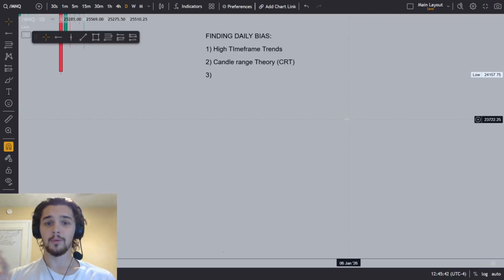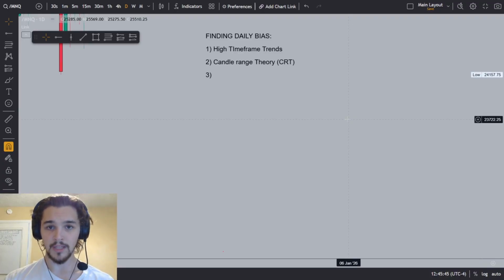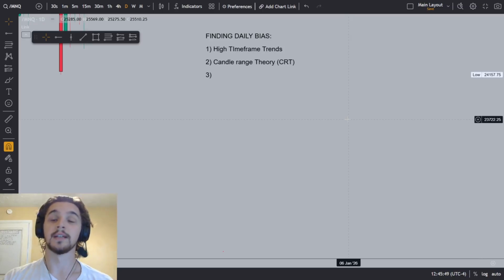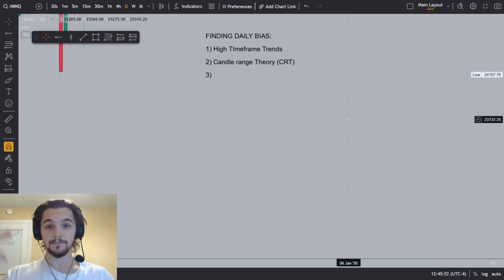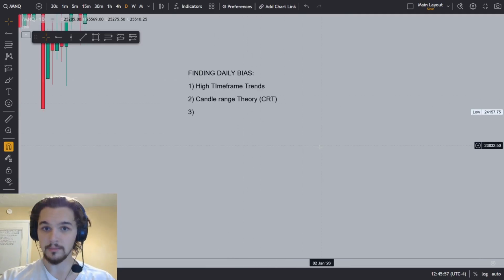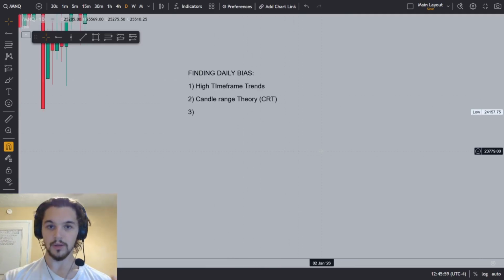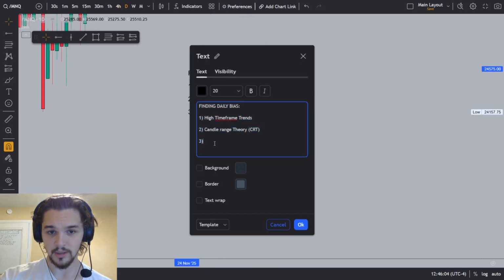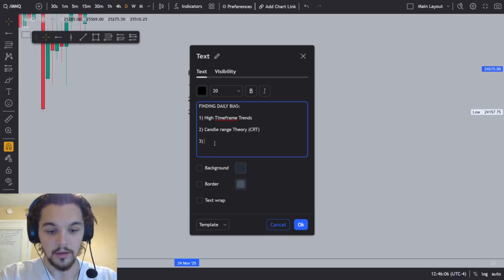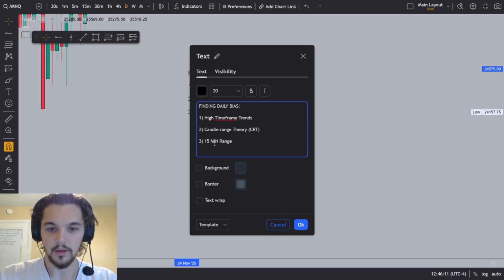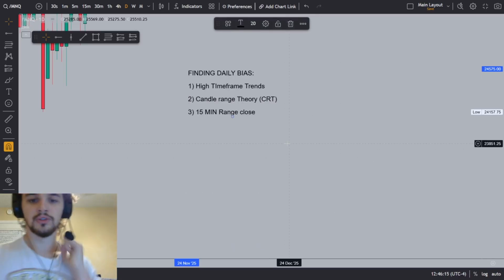There's the first two, which I consider to be the most accurate way to find bias. I have a third example for whenever you see consolidation or if the trends are going in different directions. It's very similar to candle range theory, but a little bit more on the lower time frame. I don't really have a name for it. It's really similar to CRT, but I call it the 15-minute range close.